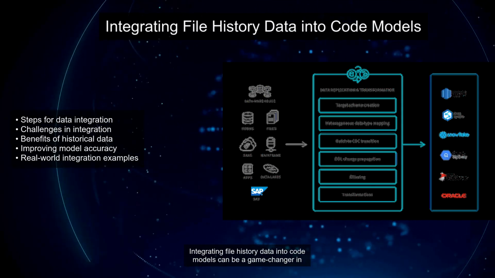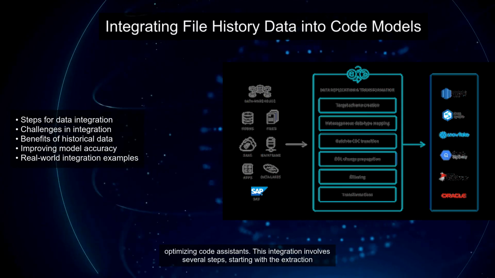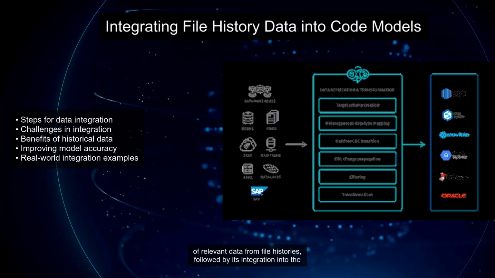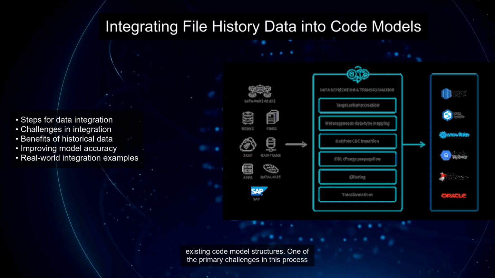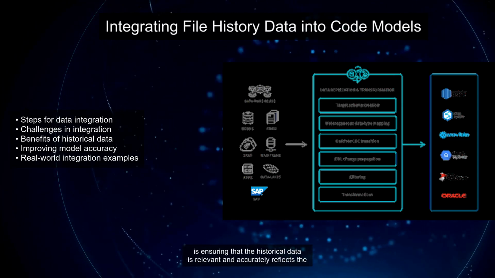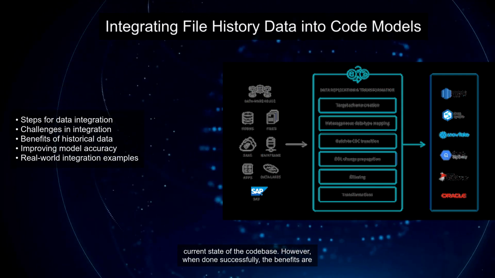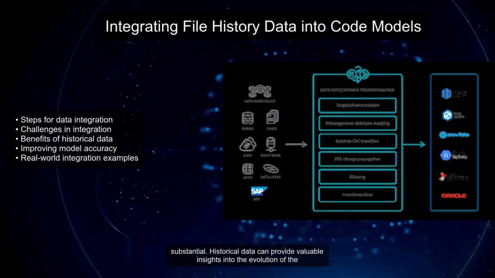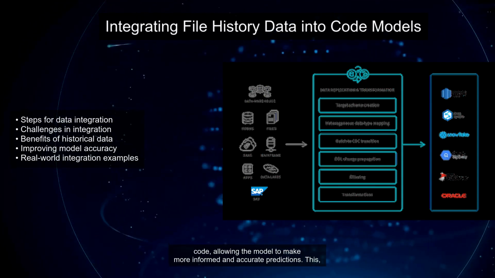Integrating file history data into code models can be a game changer in optimizing code assistance. This integration involves several steps, starting with the extraction of relevant data from file histories, followed by its integration into the existing code model structures. One of the primary challenges in this process is ensuring that the historical data is relevant and accurately reflects the current state of the codebase. However, when done successfully, the benefits are substantial. Historical data can provide valuable insights into the evolution of the code, allowing the model to make more informed and accurate predictions.